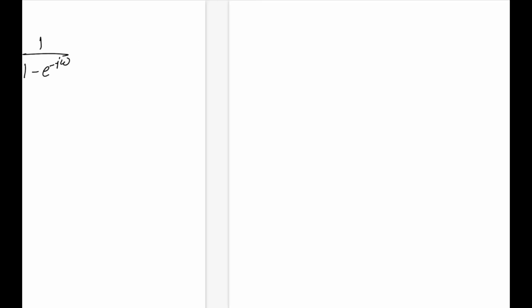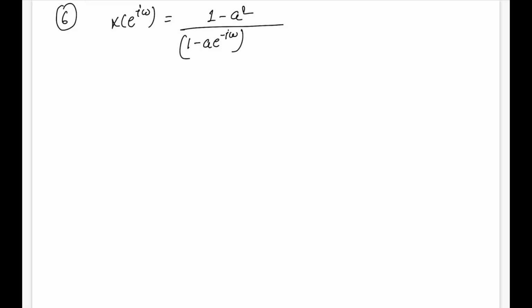Fine. So the next problem is X of e^{jω} equals (1 minus a²) upon (1 minus a e^{-jω}), and we have to find x[n] here.